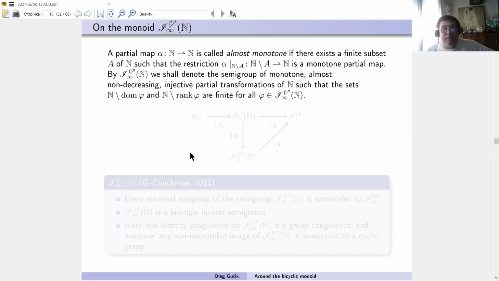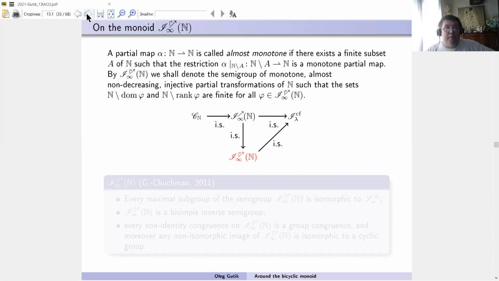By such symbols, we denote the semigroup of almost monotone injective partial transformations of the set of positive integers, so that the complements of the domain and the range are finite for all elements of such a set. There exists a diagram which shows the isomorphic embedding of the bicycle semigroup into the inverse semigroup of monotone partial cofinite permutations.